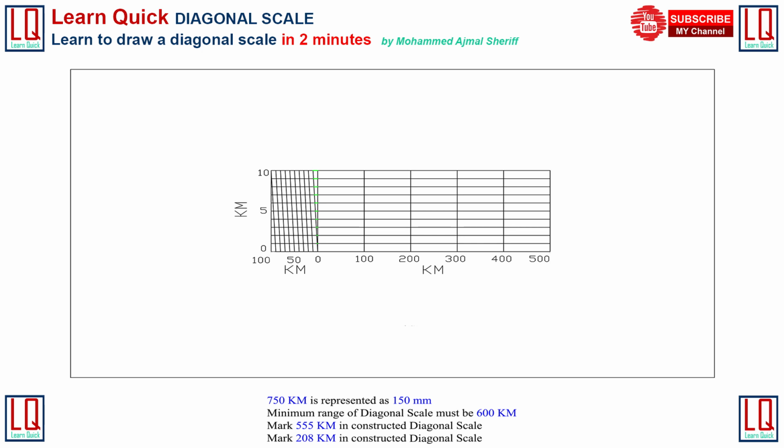Now I mark 555 kilometer in our diagonal scale. I take 500 from the 100th scale, 50 from the 10th scale, and travel through the diagonal line to reach 5 km. So total 555 km. Similarly, I mark 208 km.